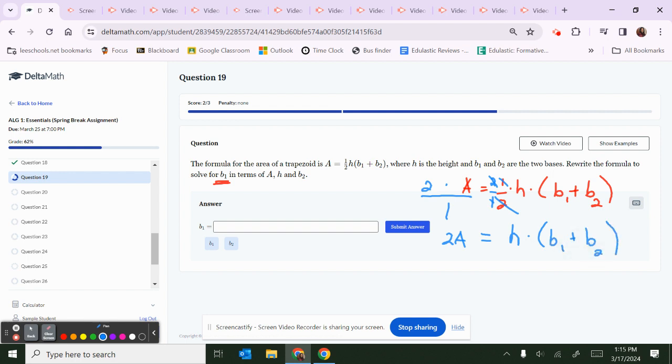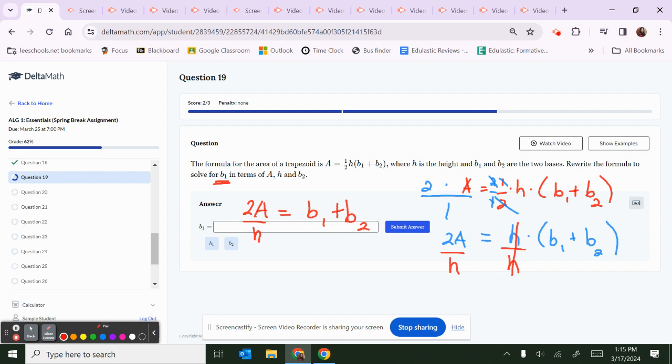Again, I need to find B1, so I need to get rid of the H before I can get rid of the B2. The H is being multiplied by that parentheses, so I'm going to divide by H and do the same thing on the other side. And now the H's are gone. So now I have 2A over H is equal to B1 plus B2. I can now get rid of the parentheses because there's nothing in front of it.